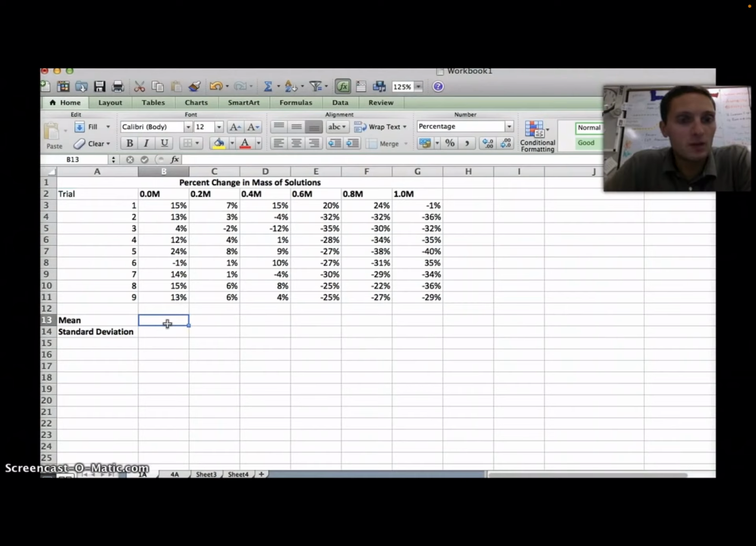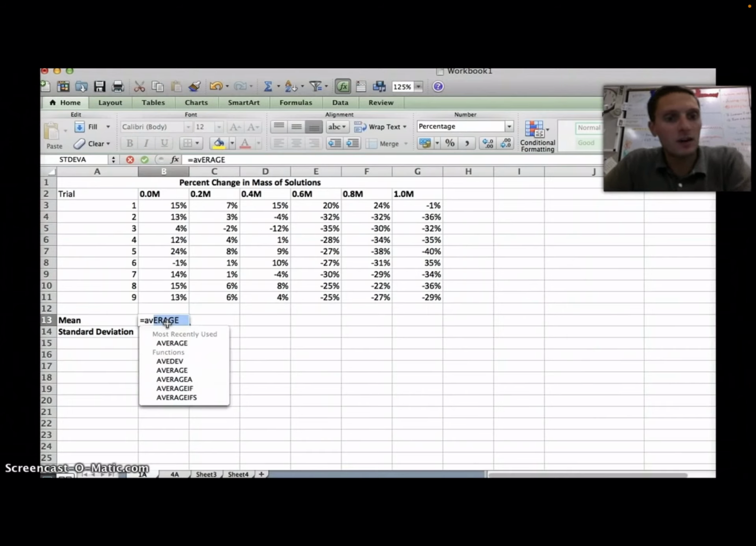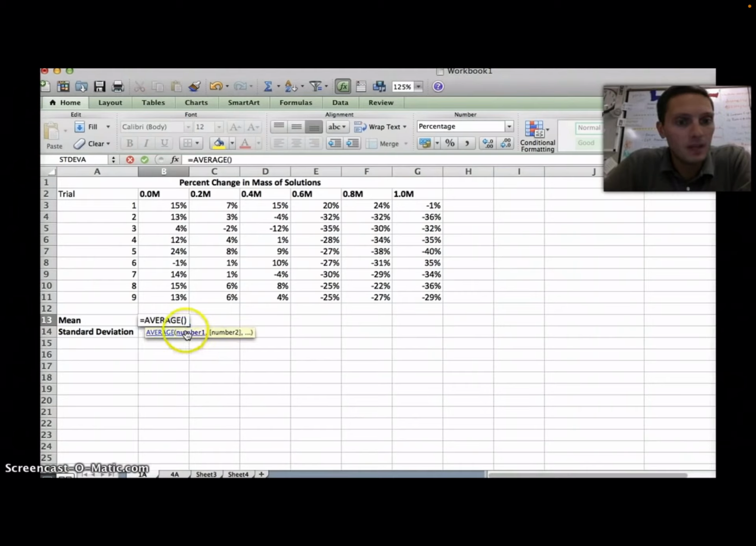And so to do that, Excel will actually do this for us very easily and very quickly. And again, we're going to be using an equation. So I'm going to type equals, and the mean is just the average. And Excel already has this equation built into it because it's one that's used pretty frequently. And so if you start typing average, AV, you see that it already pops up right here. It says average. So I'm going to click on that.